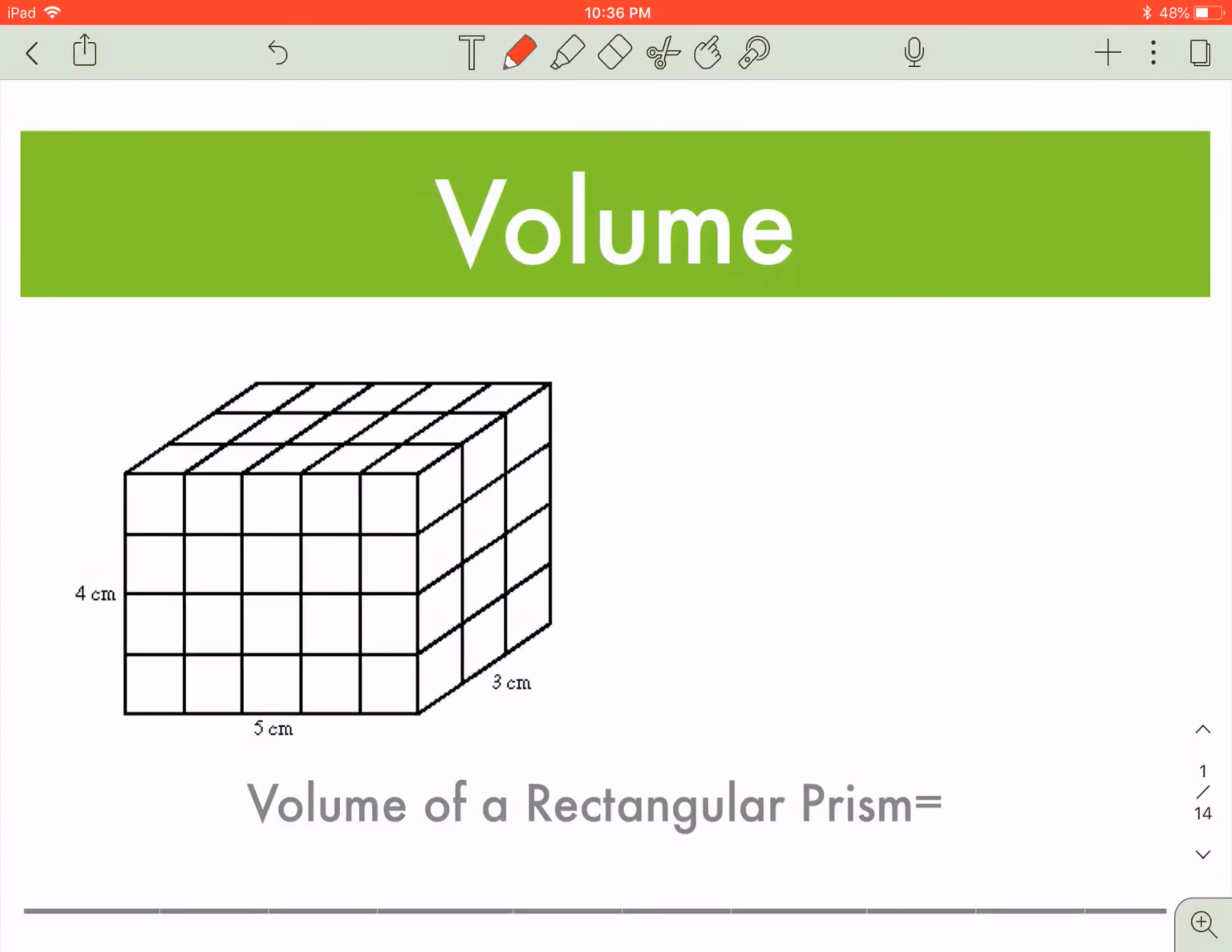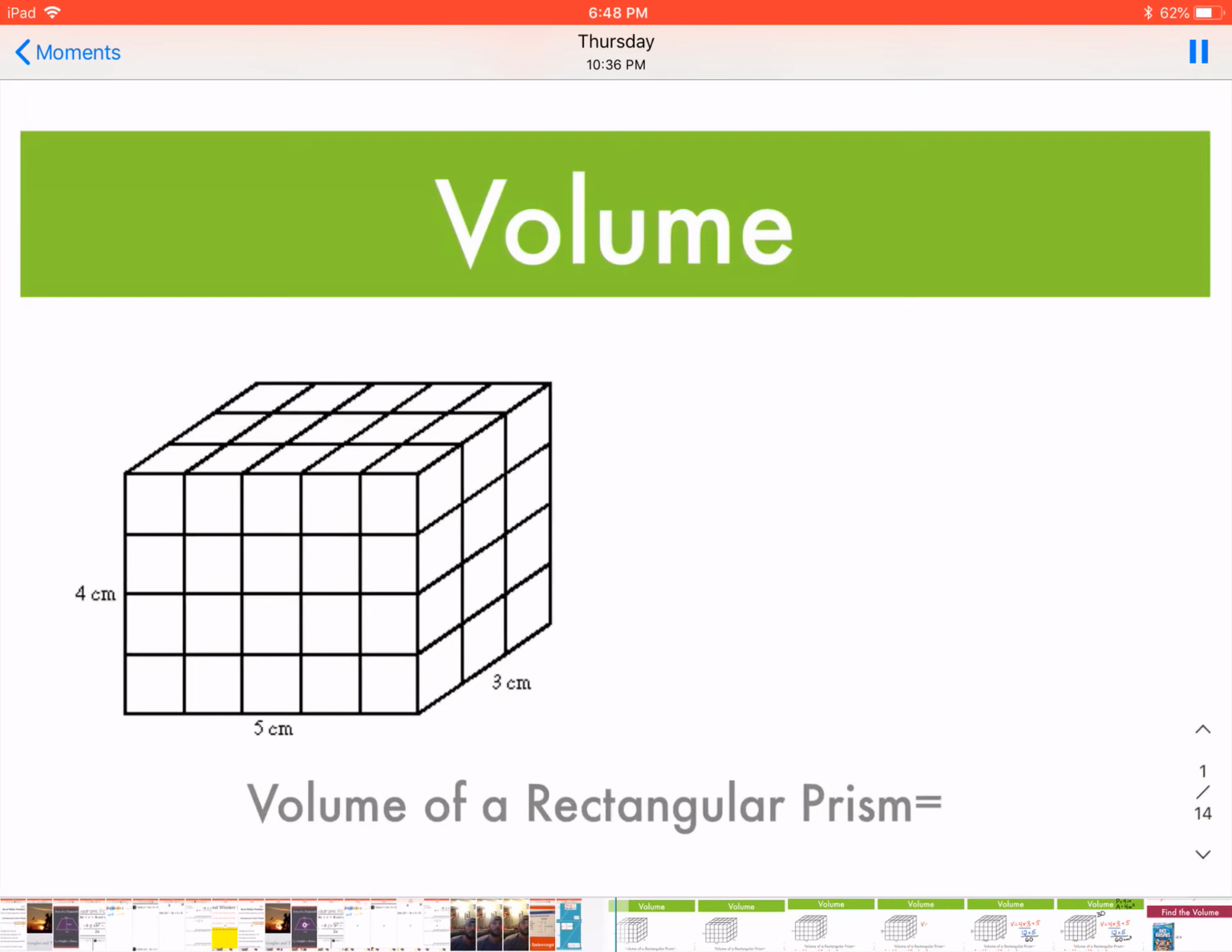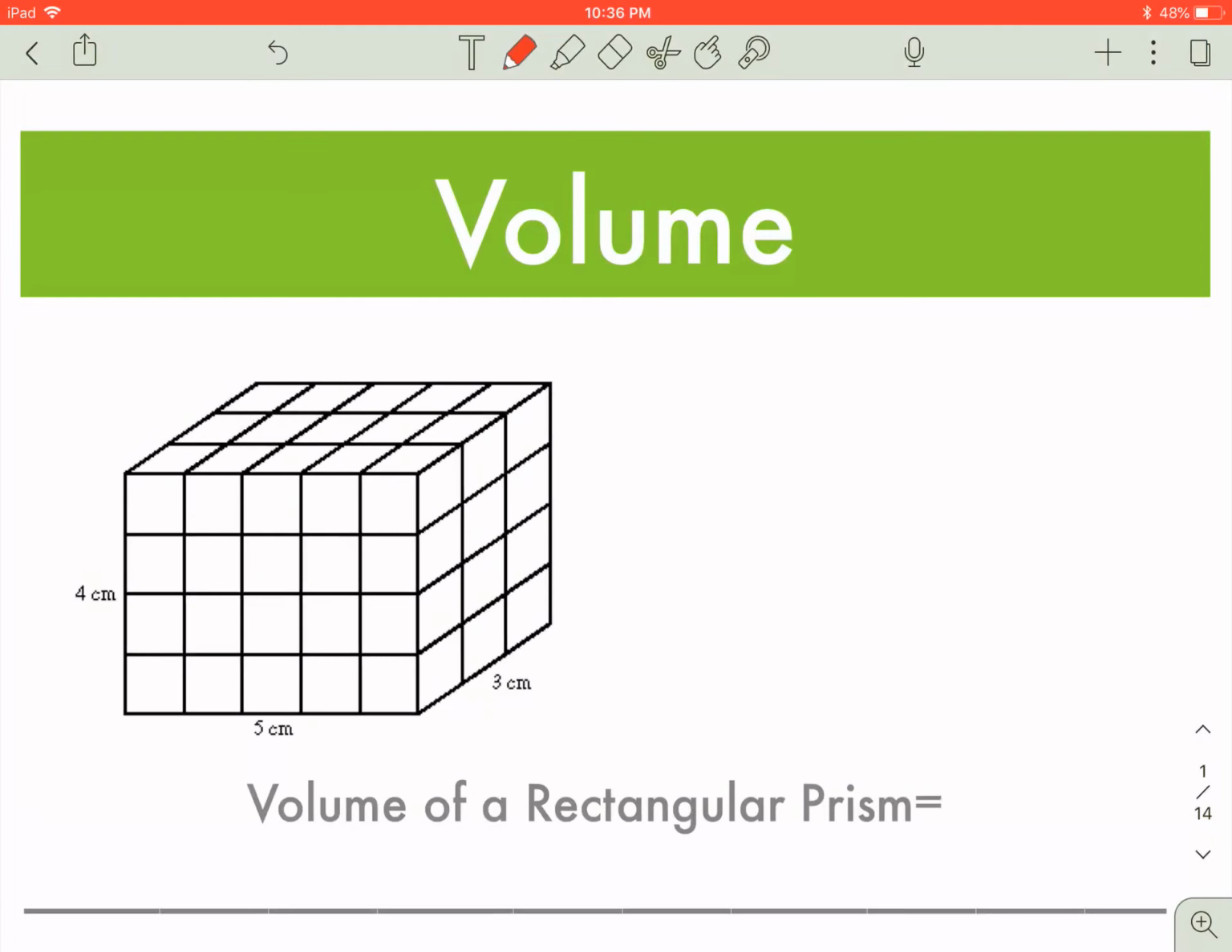Hey guys, today we are going to move past area and perimeter and into the world of volume. Volume is once again a measure of a shape, but this time is a little bit different. Now we're looking at three-dimensional shapes, and volume is the amount of space that is contained inside of the shape.